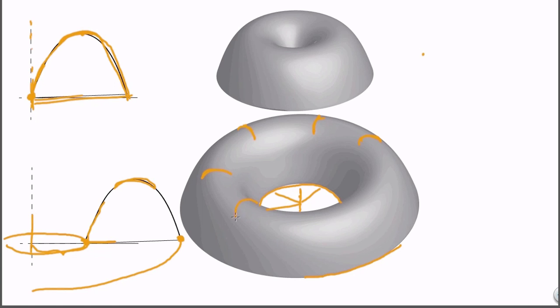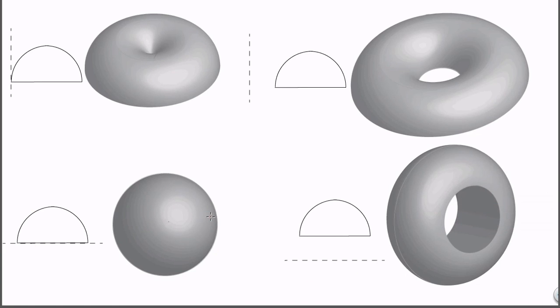I don't know if everyone calls it a bundt cake or just where I'm from in the Midwest, but the point is that no matter where you cut this cake thing or donut thing in half, no matter where you cut it, you're going to end up with cross sections that look like this. So that's the whole point of a revolved solid. And like I said, moving the axis can do a lot of things.